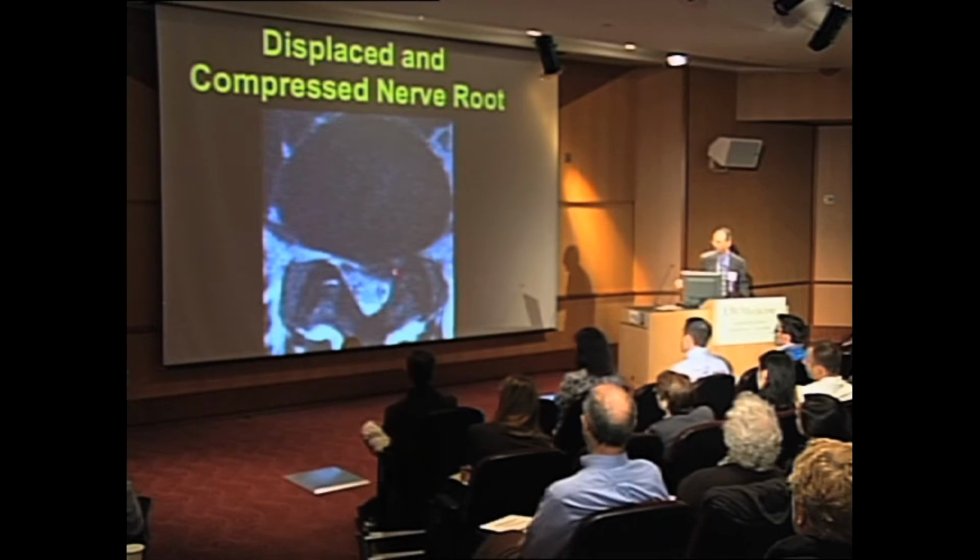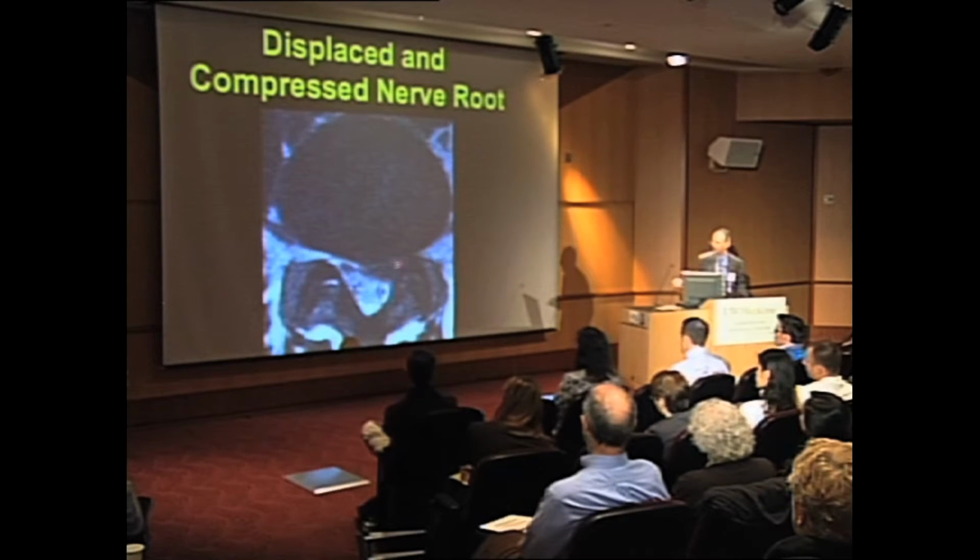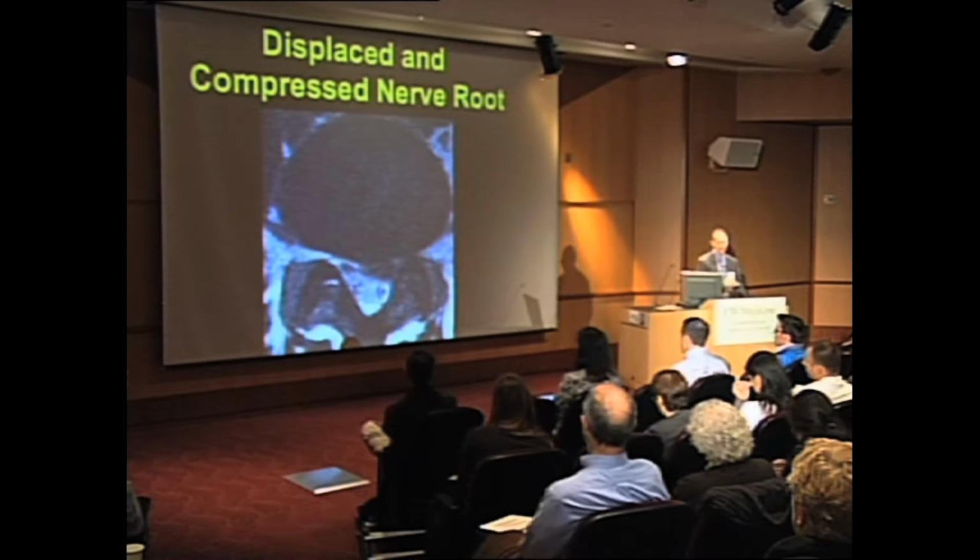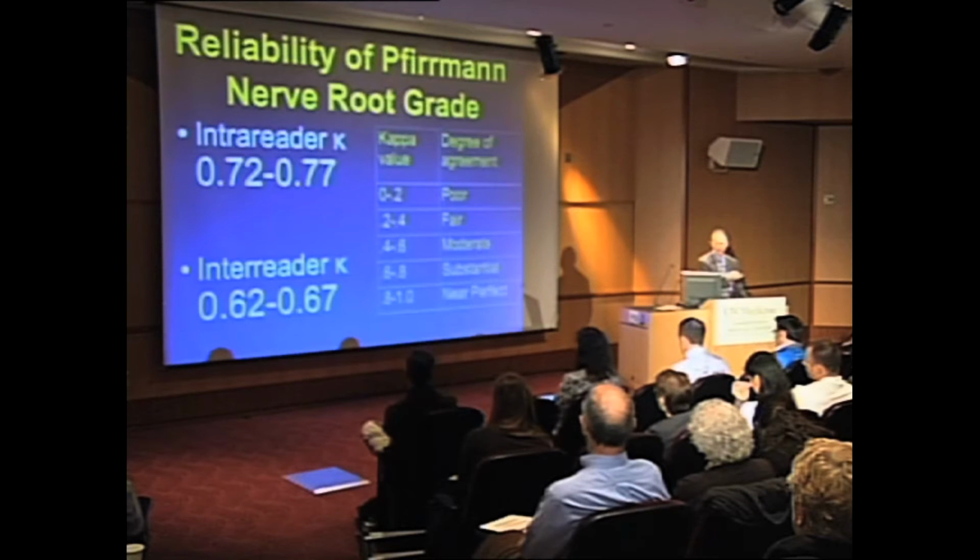Left-sided, in this, again, a subarticular zone. You don't see any nerve root sitting there where it should be. You can see the contralateral side, nicely surrounded by CSF, compressed nerve root.